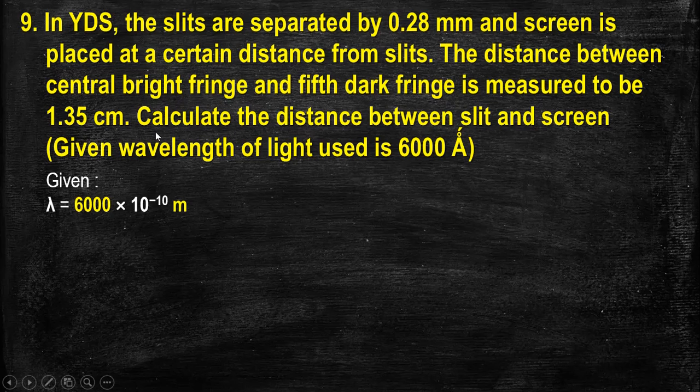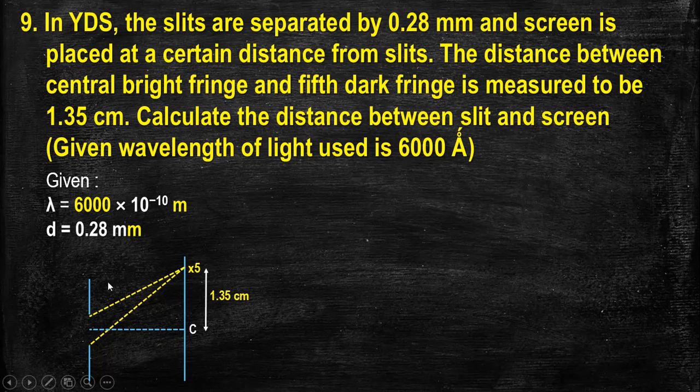Write the given values. Lambda is given as 6000 times 10 to the power of minus 10 meter. Small d is given as 0.28 millimeter. Then look at this diagram. This is a 2 slit phenomenon. Here the 2 slits are separated by a small distance. So when you use this wavelength 6000 angstrom, you are getting alternate dark and bright fringes. Assume that at this point you are getting the fifth dark fringe, and that distance is 1.35 centimeter from the center of the screen as it is given in the problem.